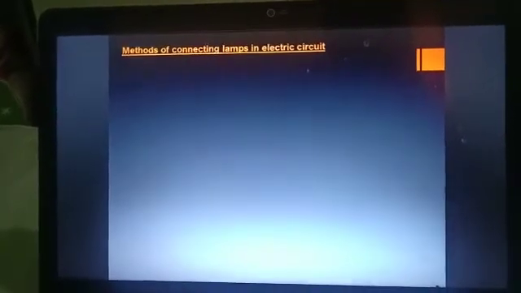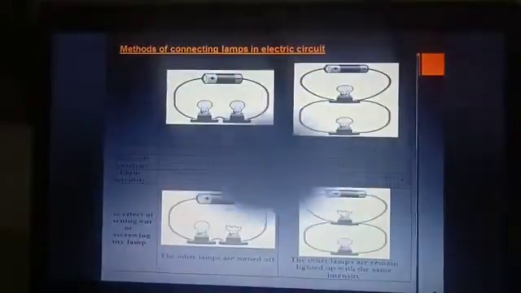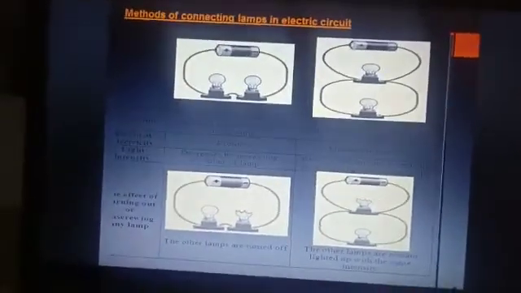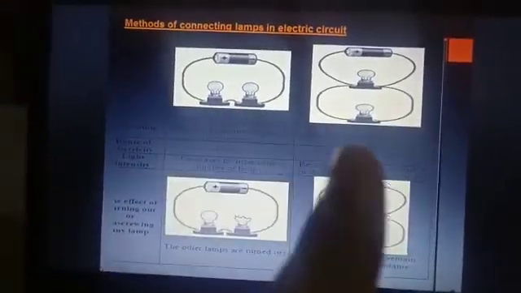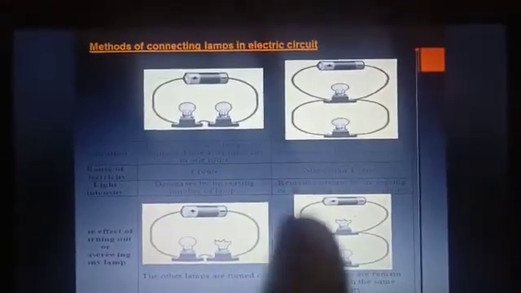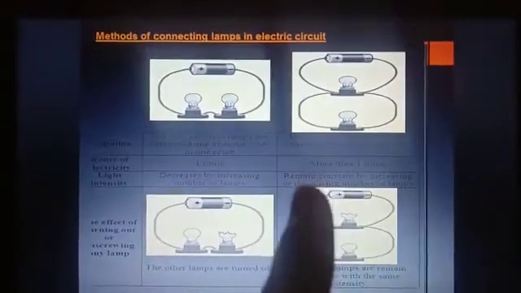We use the electric circuit to make connections between lamps, and there are two methods of connecting lamps. This is one of the methods, and this is the other. They are two methods. First, series connection. Second, parallel connection.